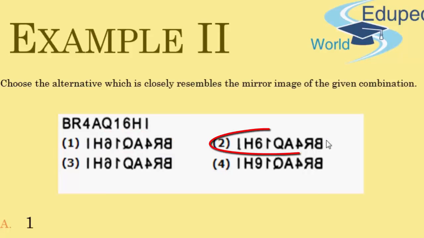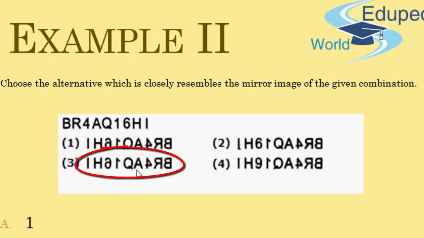In option 2, again I have B, R, 4, A, Q, 1, 6, H and I. So again they are all upright. Okay, none of the letters is upside down. In option 3, I have B, R, 4, A, Q, 1, 6, H and I. Okay, everything seems upright, no problem.